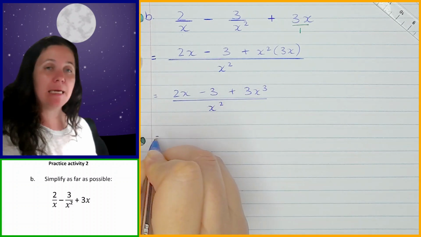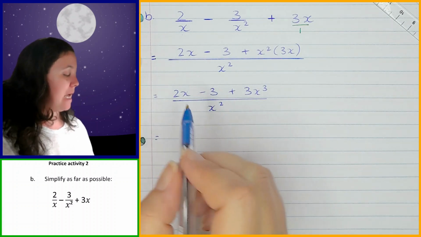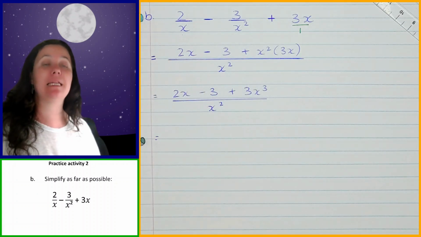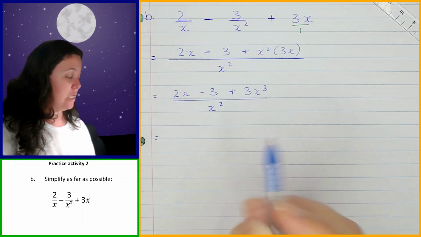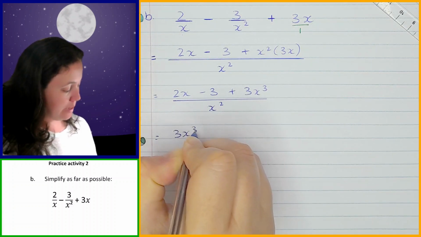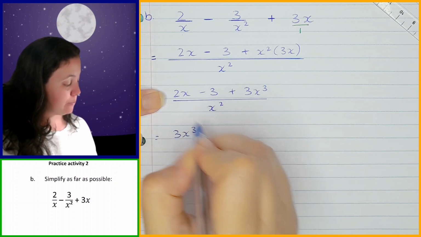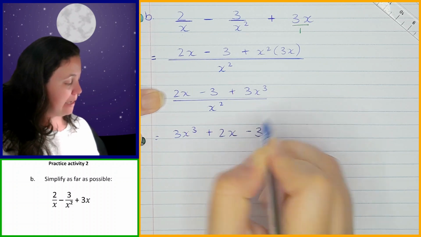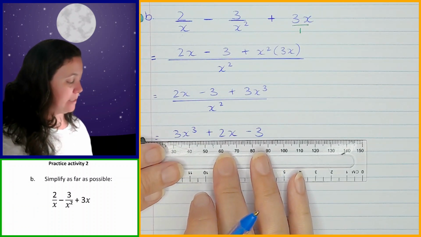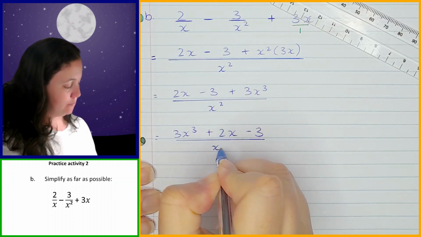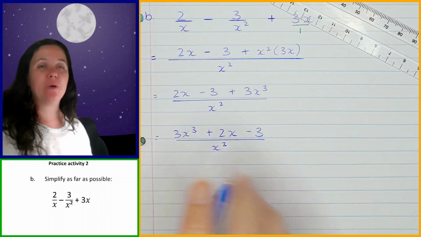And then remember I said we need to try and make sure that we write our final answer so that it's written in descending powers, in this case of x. So it's going to be the 3x cubed first. Then I've got 2x, and it's positive, so it's plus 2x, and then minus 3, and that all goes over x squared. So that's what you should have got for question B.